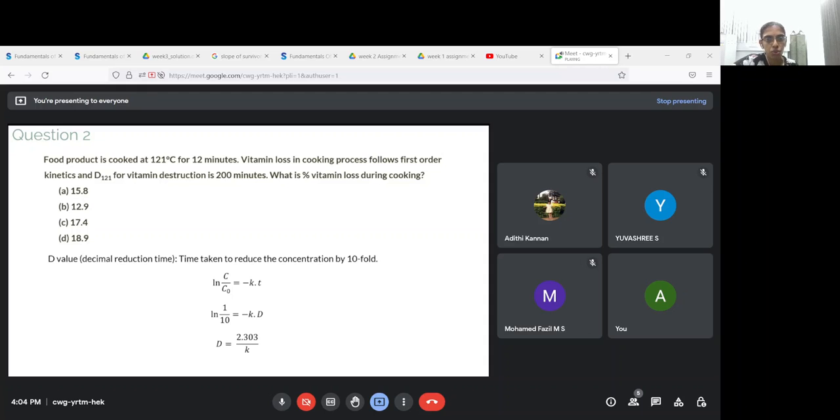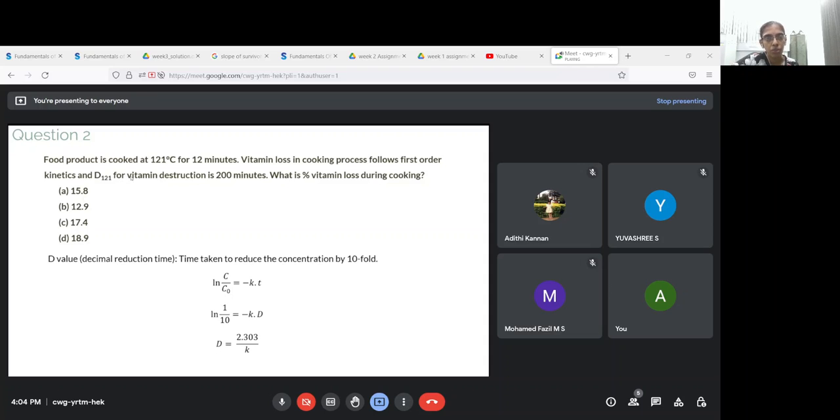Since I told that the concentration reduces by tenfold, C becomes C naught by 10. So this becomes ln 1 by 10, which is equal to minus K into D. D is the time at which C becomes C naught by 10. If you find the value of ln 1 by 10, it will come out to be 2.303 divided by K. So when you have D, you can always find the rate constant.